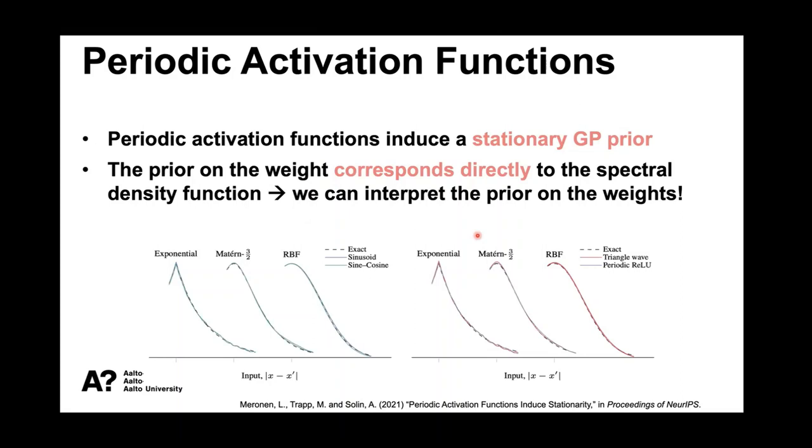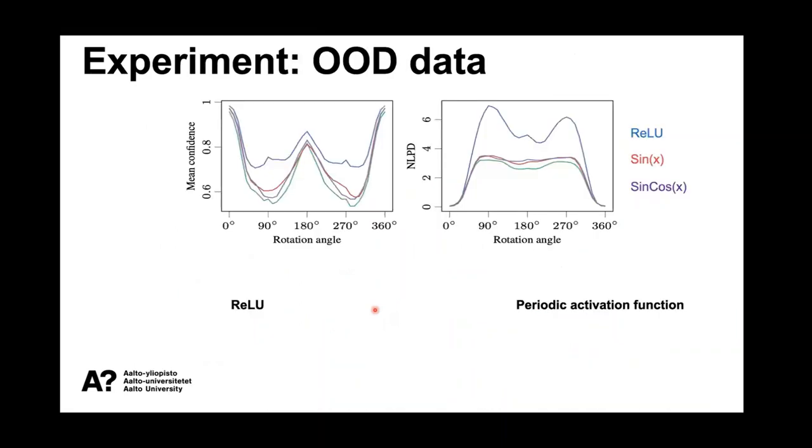So this is what we did here. There are two special cases of this Matérn class. One is called an exponential kernel, and the other one is the RBF kernel, which corresponds to using a Cauchy distribution or a Gaussian distribution. And no matter what activation function we use, we always get something that looks very close to the exact result. So it seems to work quite well in terms of the theory, at least. And this then also in practice ends up working quite well.